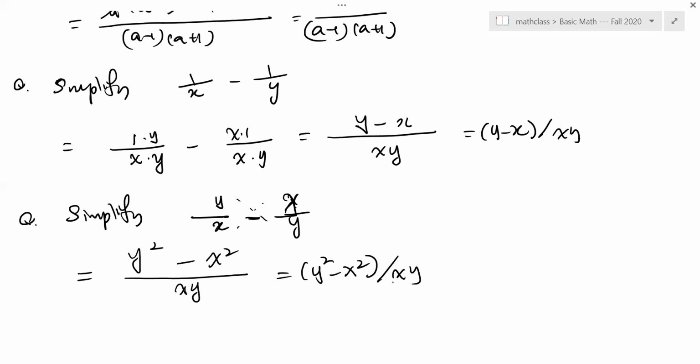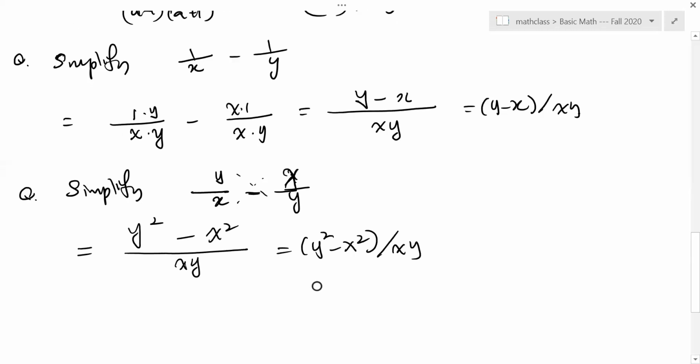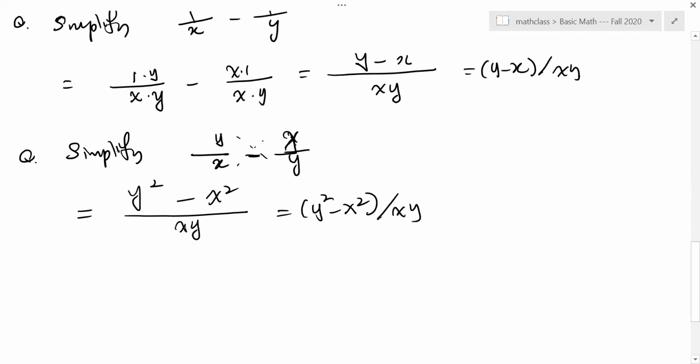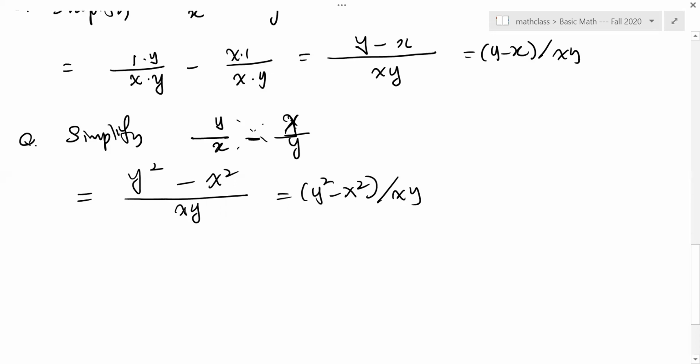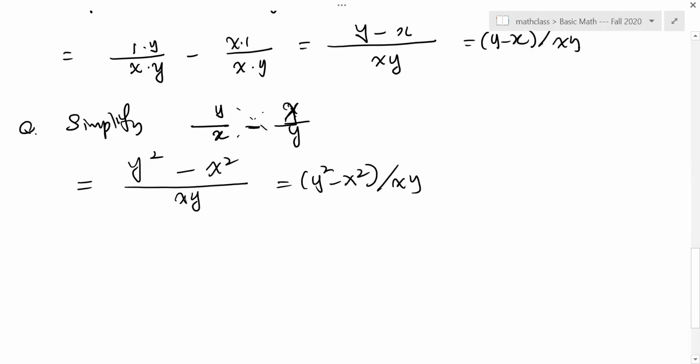That means y squared minus x squared are all together in the numerator. If you write down this expression on paper and want it to occupy just one line, then you use a parenthesis, y squared minus x squared, parenthesis, slash, xy. If you have two lines, then you can write y squared minus x squared over x times y. It depends on how much space you have.